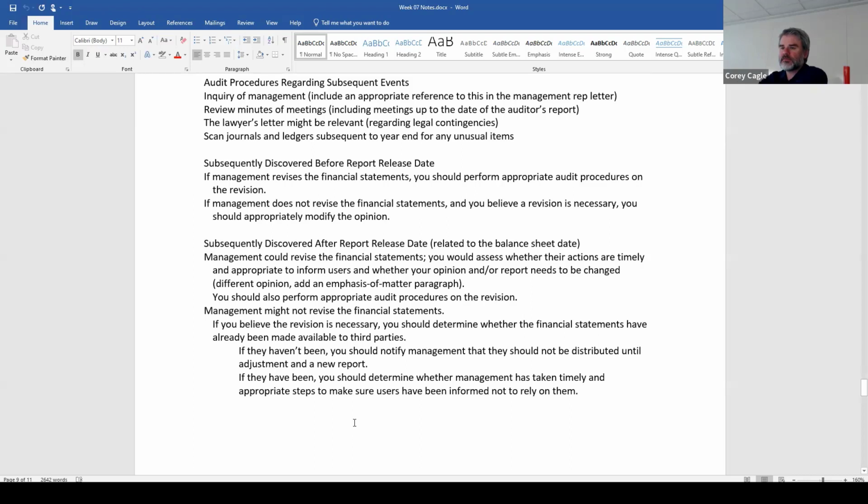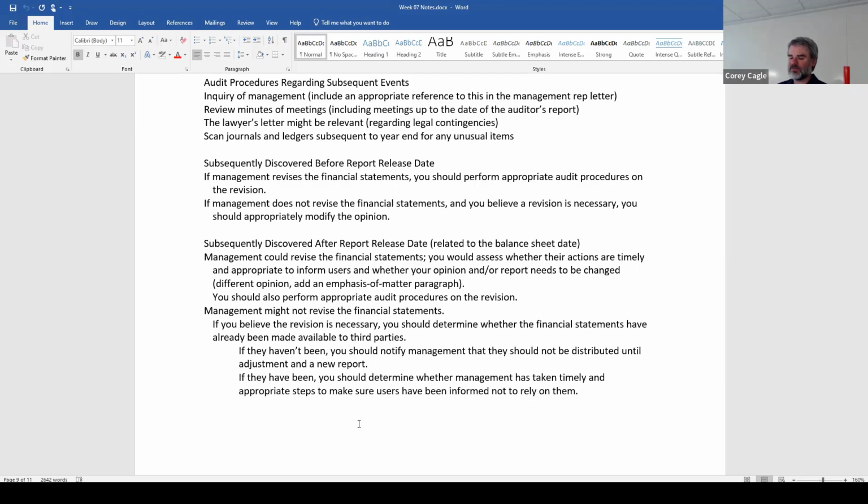So what if there are some things that are subsequently discovered before the audit report is released? So things are discovered. If management revises their financial statements, it's proper for us as the auditor to, of course, perform some audit procedures on that revision, right? And that could vary depending on what it is.